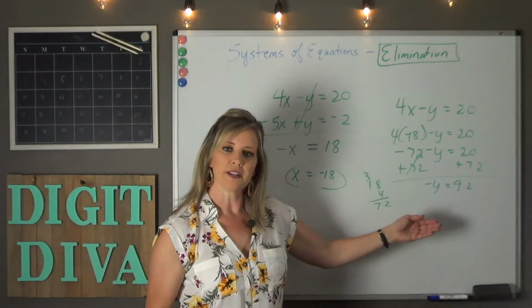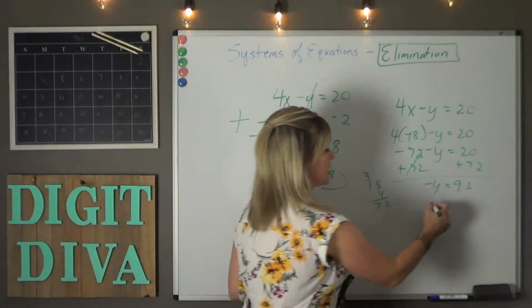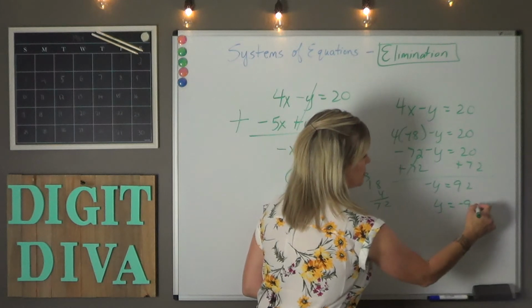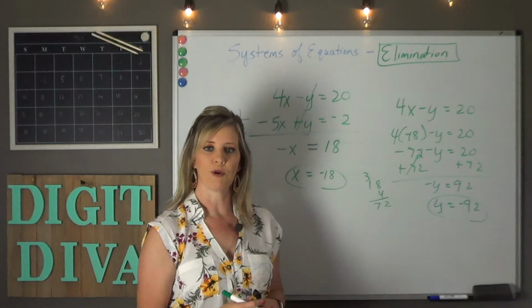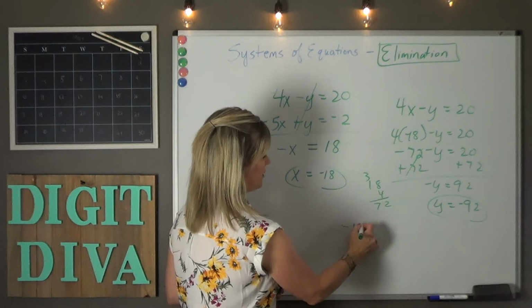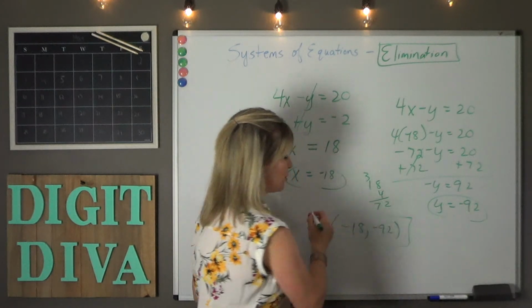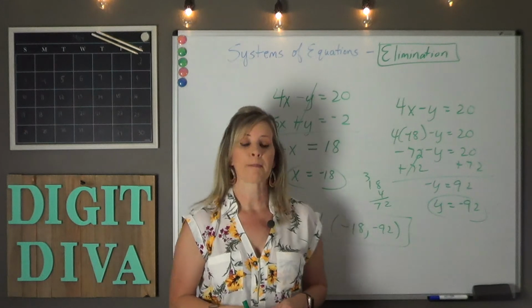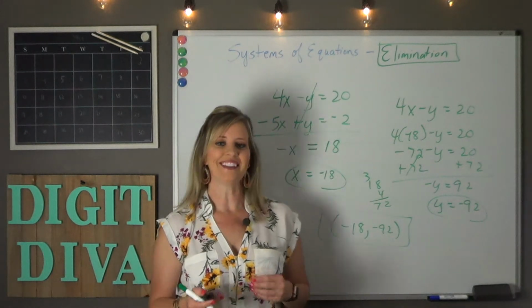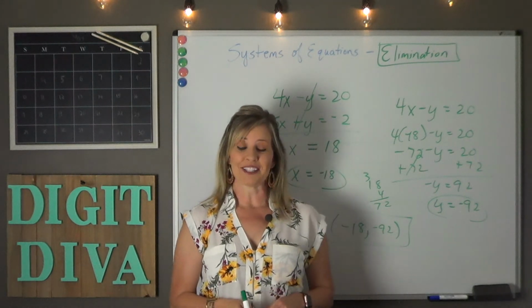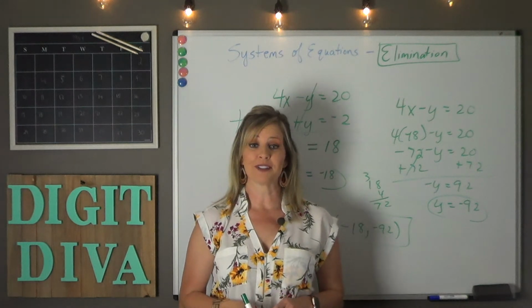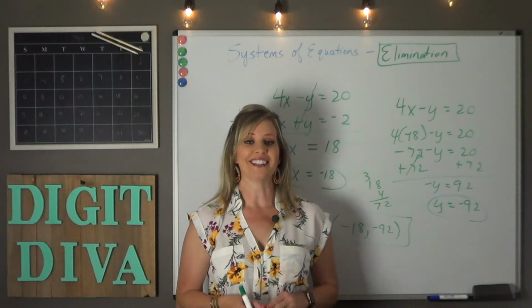And look, there's that negative variable again. Change everything to its opposite, and now we have our value of y. So I have negative 18 for x, negative 92 for y. Is it okay that we had such large numbers? Absolutely. That wraps up our lesson on solving systems of equations by elimination. I'll see you in the next lesson.